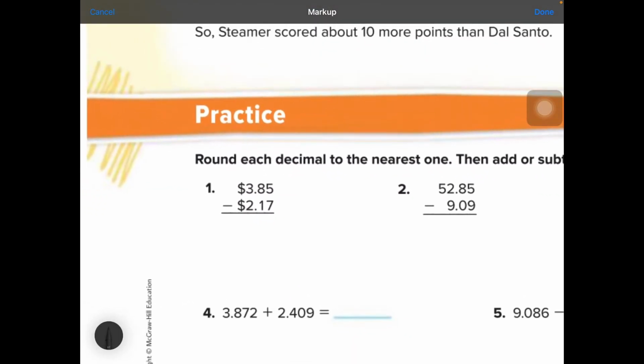We're going to begin with number 1. Remember, the instructions are rounding to the nearest 1. Then we add or subtract. So let's look at number 1. This is the place value of the ones. That number is going to determine what happens. So that 8 is going to make that 3 bump up to a 4. And then that 1 is going to keep the 2 at a 2. So 4 minus 2 is 2.